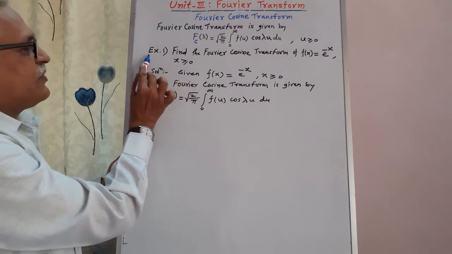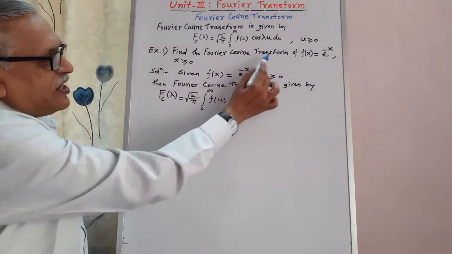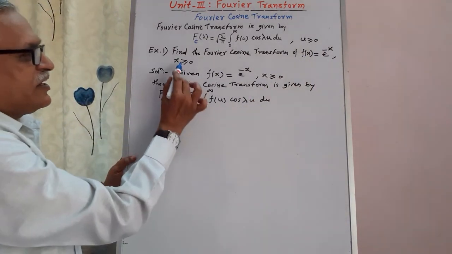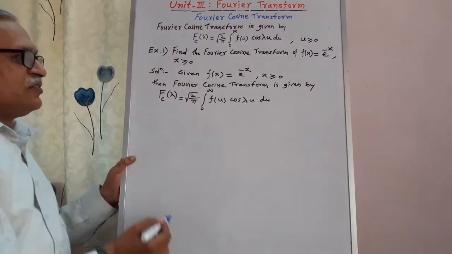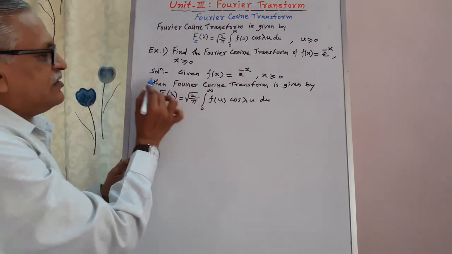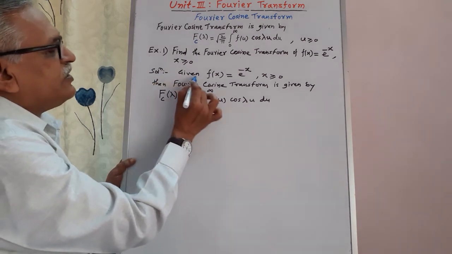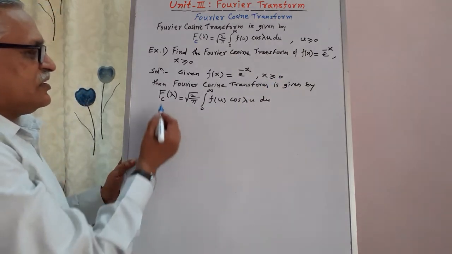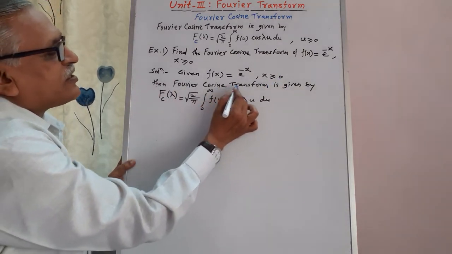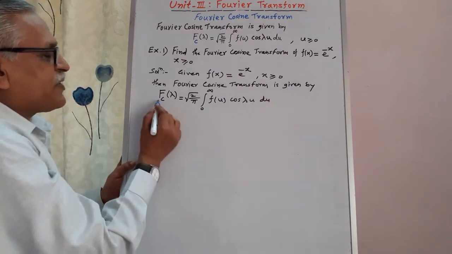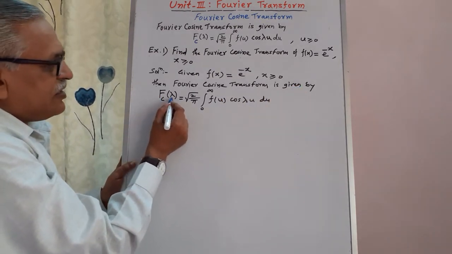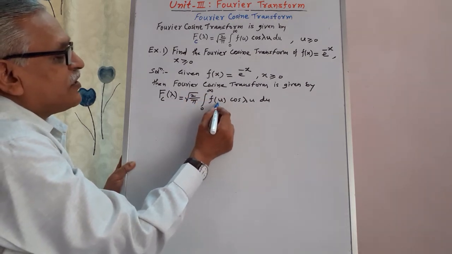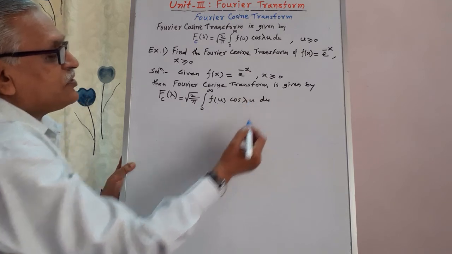Let us see the first example. Find the Fourier cosine transform of f of x is equal to e raised to minus x with the condition x greater than or equal to 0. Solution: given f of x is equal to e raised to minus x, x greater than or equal to 0, then the Fourier cosine transform is obtained by the formula Fc(lambda) is equal to root 2 by pi integral from 0 to infinity f of u cos of lambda u du.